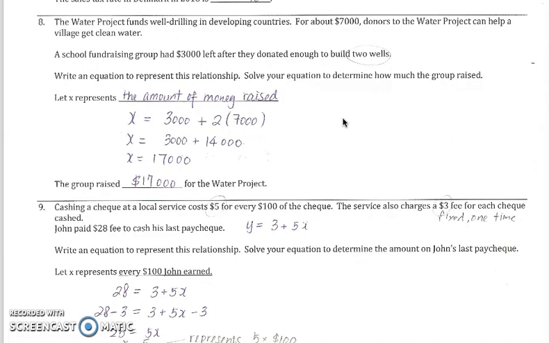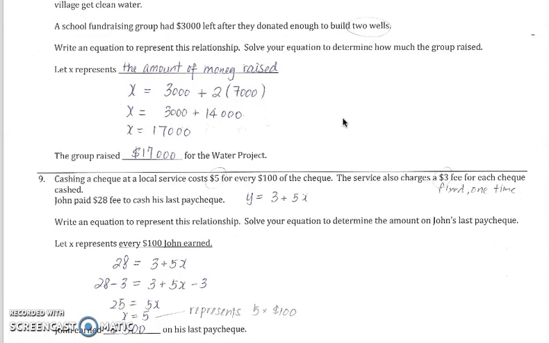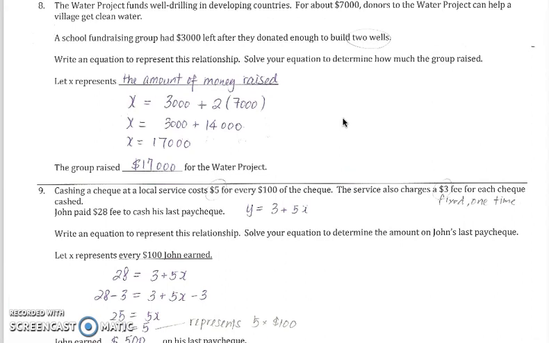Number 8. The water project funds well drilling in developing countries. For about $7,000, donors to the water project can help a village get clean water. A school fundraising group had $3,000 left after they donated enough to build 2 wells. Write an equation to represent this relationship. Solve the equation to determine how much the group raised.